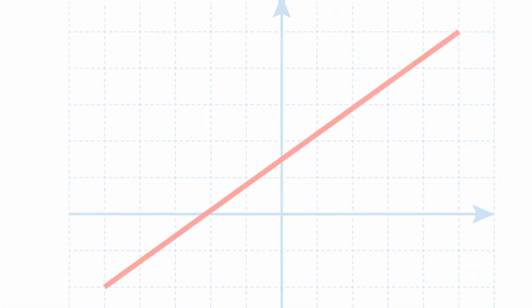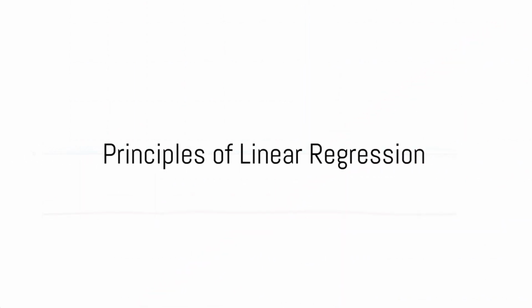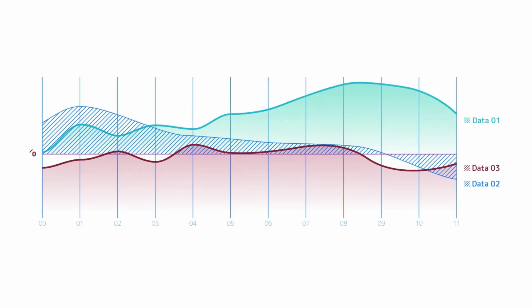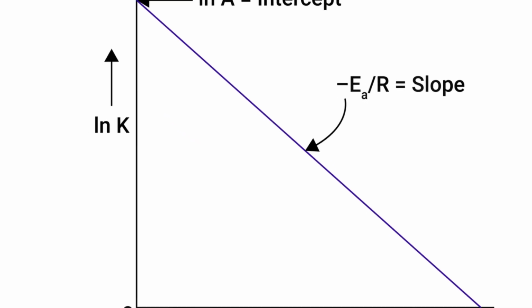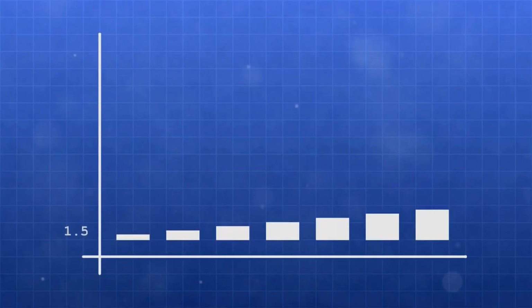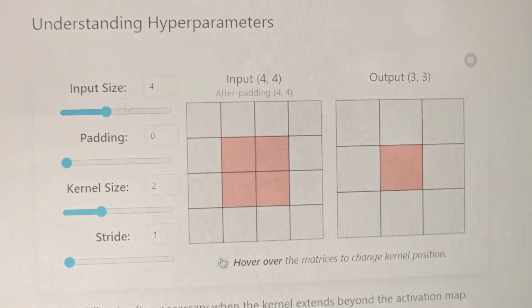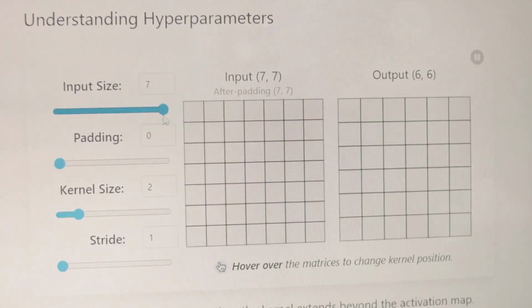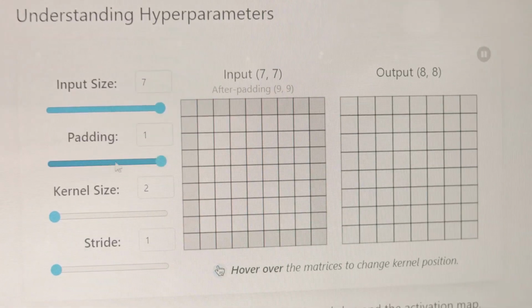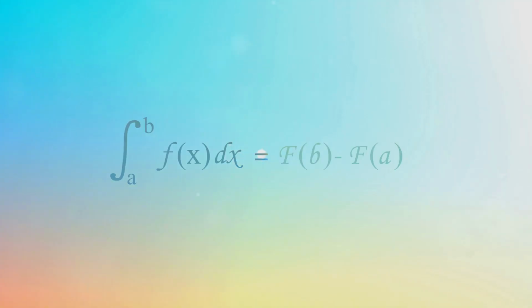The basic principle of linear regression is finding the line that best fits the data points. This line is called the regression line, and it's determined by two factors, the slope and the y-intercept. The slope shows how much the output variable changes for a 1-unit change in the input variable, while the y-intercept is the point where the line crosses the y-axis.